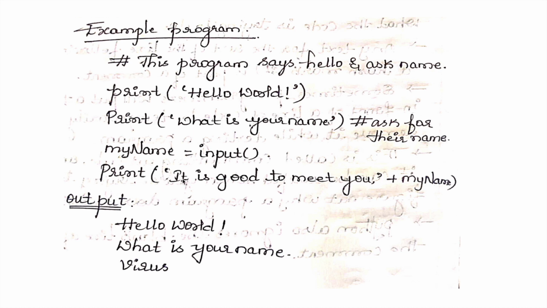Now again I will be printing: it's good to meet you. Whom? My name. If my name is Vishesh, it's good to meet you, Vishesh. So my name, plus, I'm using concatenation: it's good to meet you plus my name. What is the value in my name? Whatever I have given as input will be there in my name. Here in this case, virus. It's good to meet you, virus.